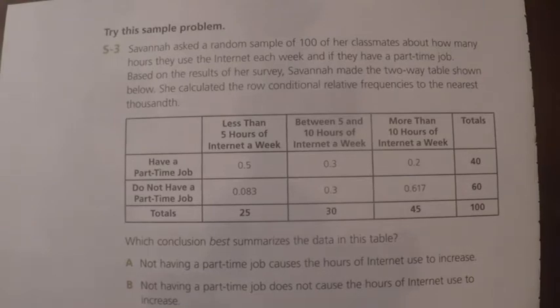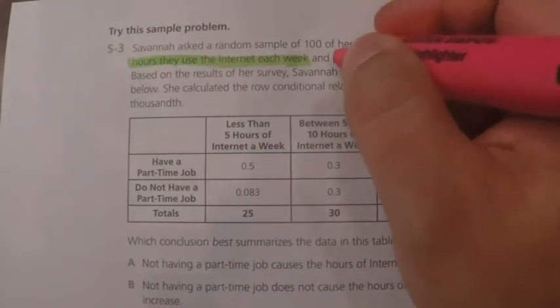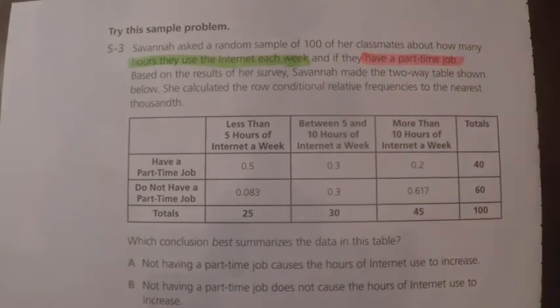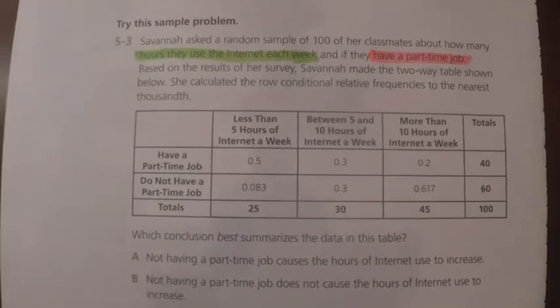All right, so to take a look at causation, we're going to take a look at sample problem number 3. So here it says that Savannah asked a random sample of 100 of her classmates about how many hours they use the internet each week and if they have a part-time job. So we're looking at our two categories of hours of internet use each week and if they have a part-time job. So based on the results of her survey, Savannah made the two-way table shown below, and she calculated the row conditional relative frequencies to the nearest thousandth.